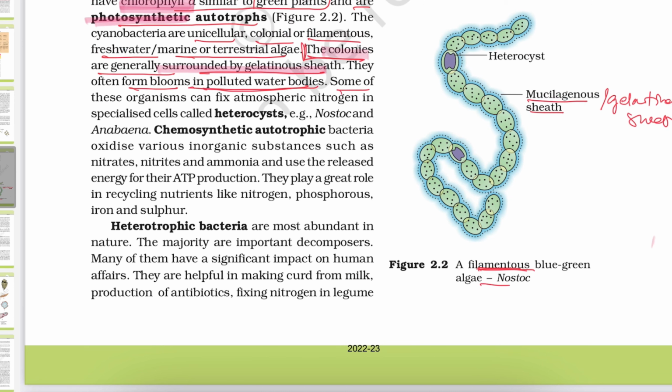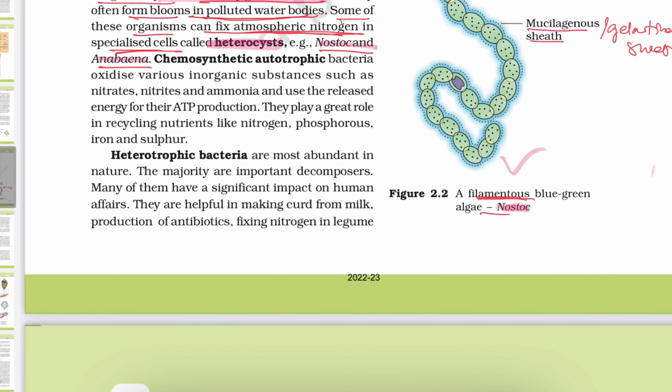Some of the cyanobacteria can fix atmospheric nitrogen in specialized cells. What is the name of these cells? Heterocyst. You can find heterocysts in Nostoc and Anabaena, which are examples of cyanobacteria. Now this is the picture of a Nostoc given in NCERT.